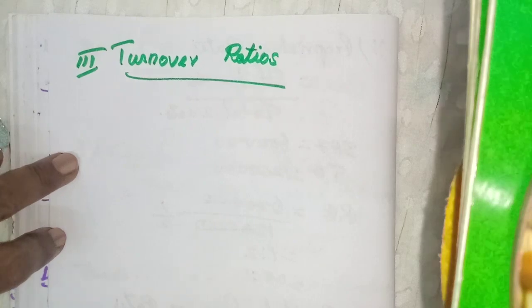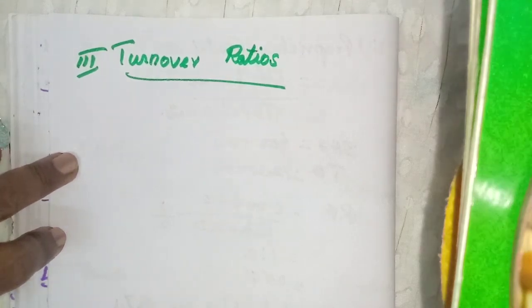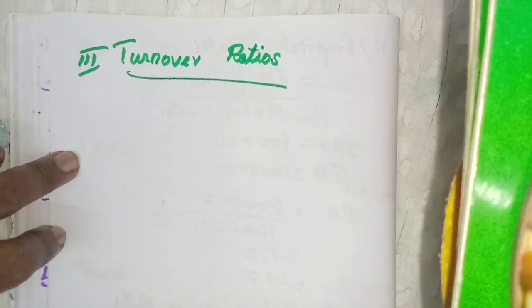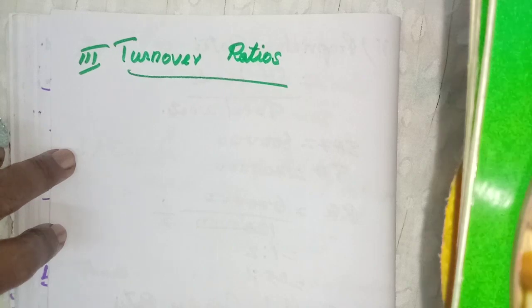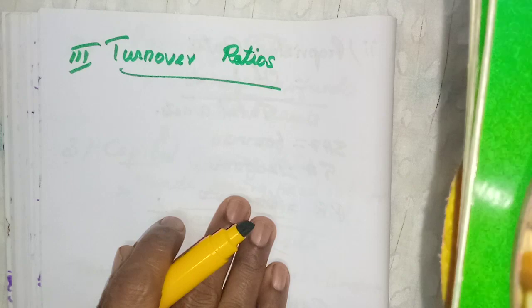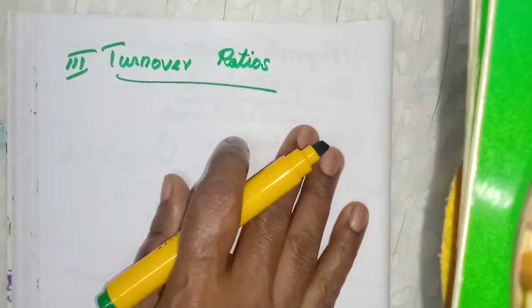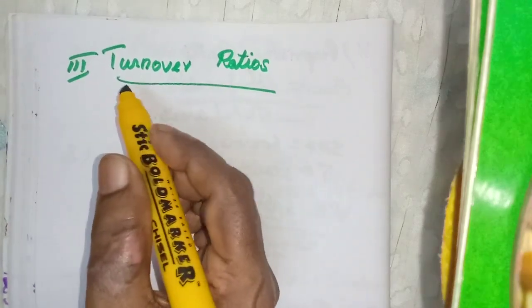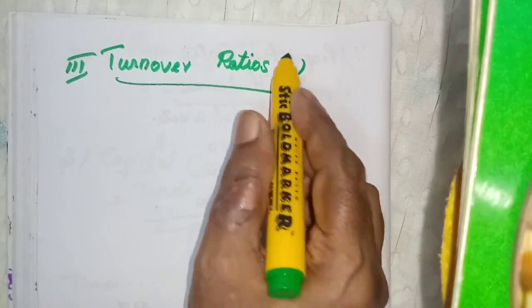Okay, students. So, shall we come back to our lesson in the ratio analysis? We are in the second part. The first part, yesterday I have completed the two ratios, isn't it? The liquidity ratios and long-term solvency ratios we have studied. So today we are going to learn the turnover ratios, the third one. Okay, here we have four turnover ratios.